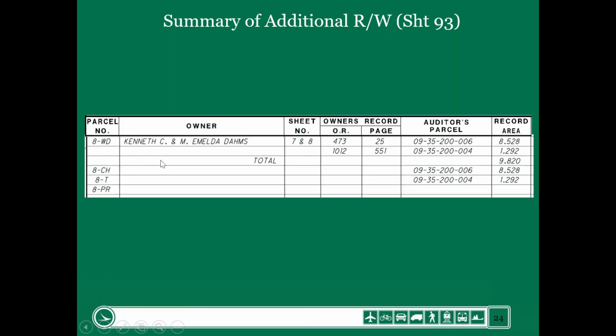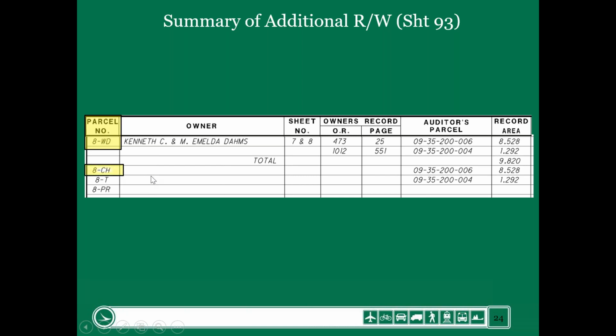Parcel number 8. I'm going to focus on the first column in the summary sheet, which is called the parcel number column. What that column includes is obviously the parcel number, because we number every ownership, and then the type of take. Combined, they are called the parcel number. So it's the ownership number along with the type of take that we're acquiring from the property owner. So this is parcel number 8. It's Kenneth and Imelda Dams, and we're acquiring a warranty deed or a fee parcel from them.